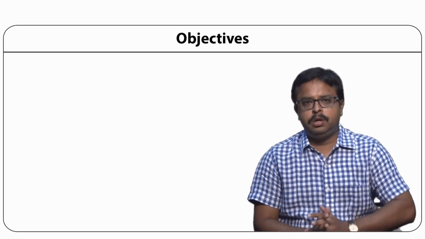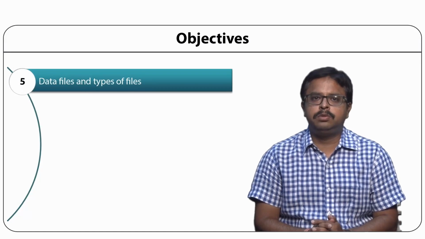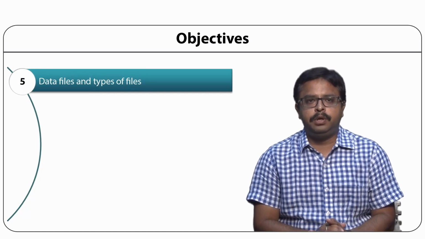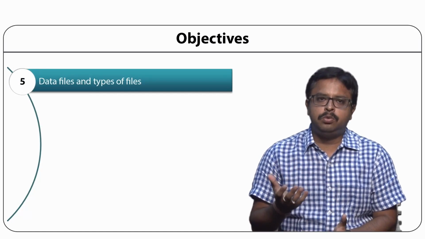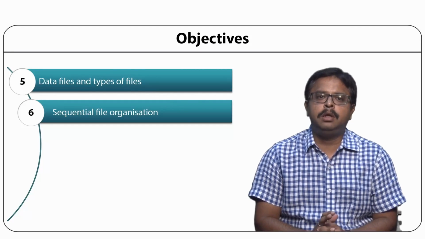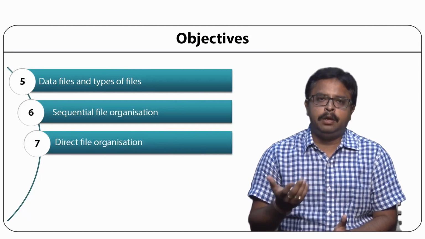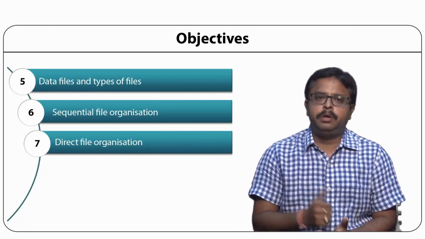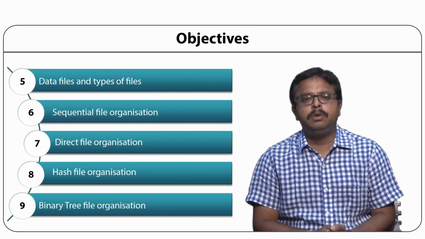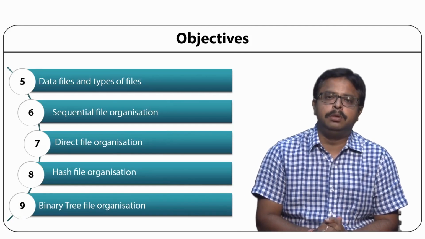Normally data is stored in the form of files in a data storage medium. So we will be discussing data files and their different types. Data is stored in two forms, that is sequential and non-sequential manner. And in non-sequential manner, the most important are hash file organization and binary file organization. We will be discussing these in detail in this module.